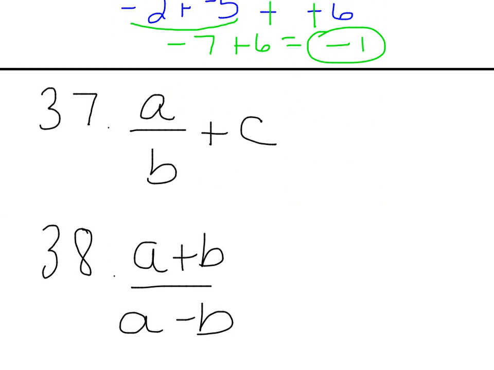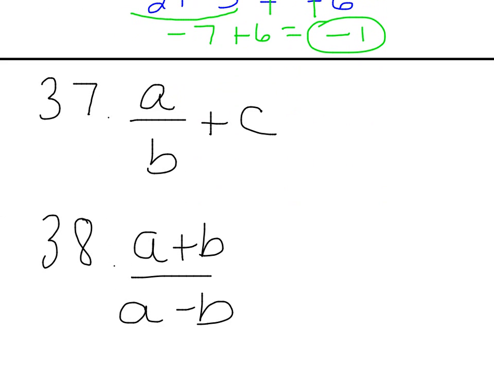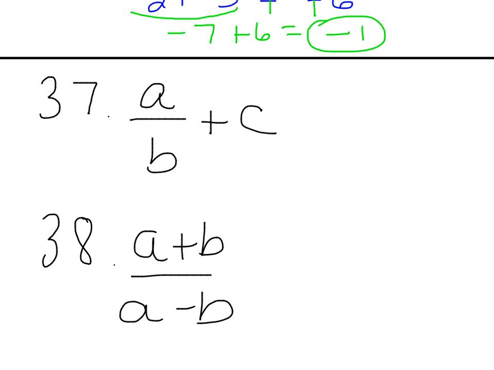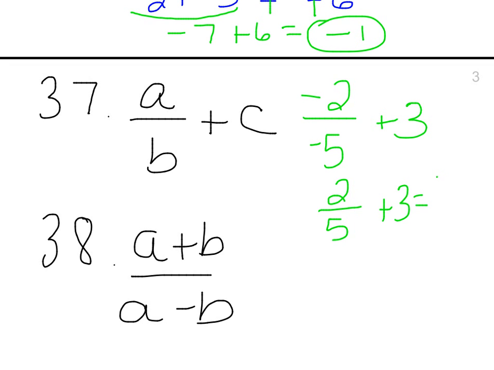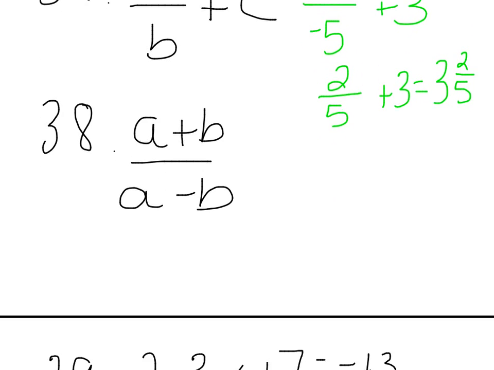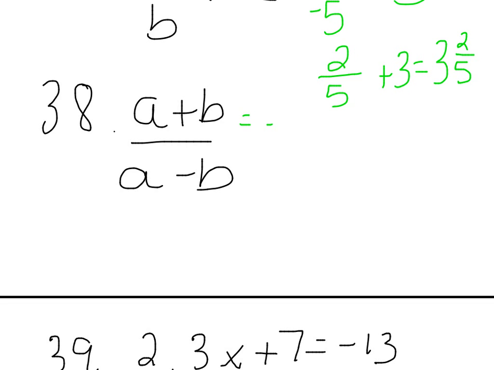On 37, we have A equals negative 2. So I'm going to go negative 2 over, and B is negative 5, and then plus 3. Negative 2 over negative 5 changes to positive 2 over positive 5, and 2/5 plus 3 just equals 3 and 2/5.